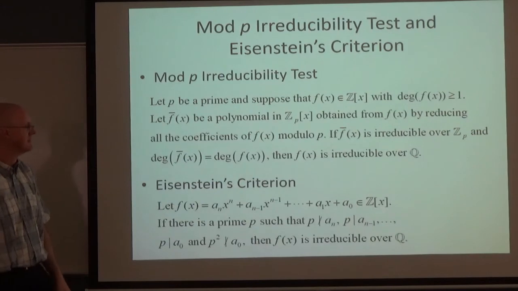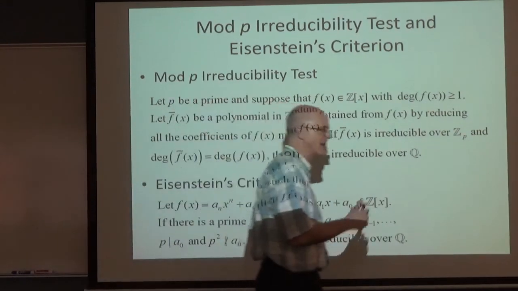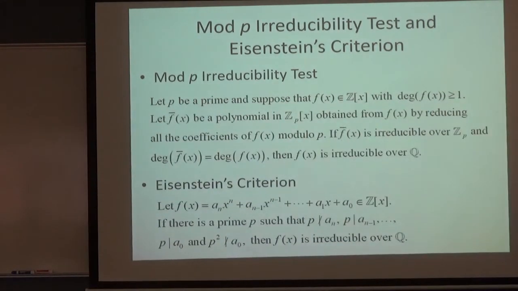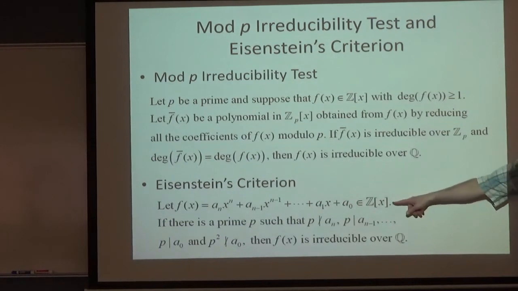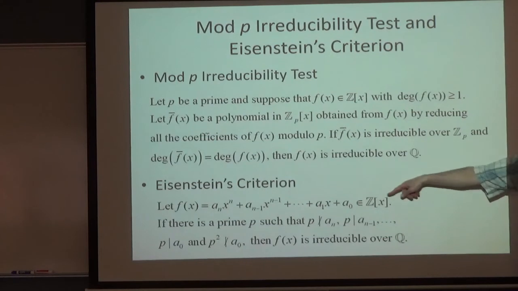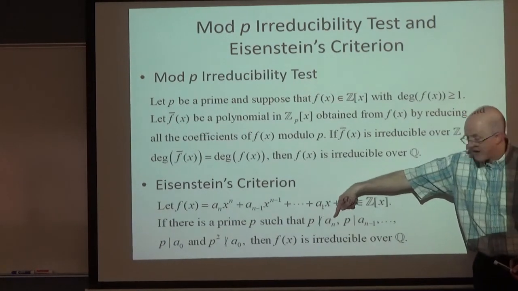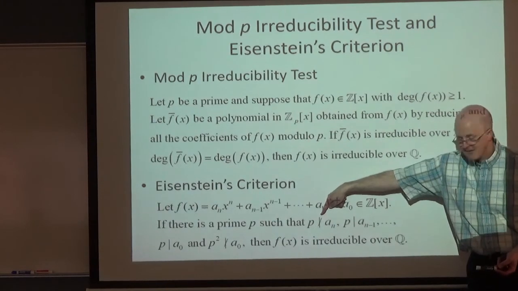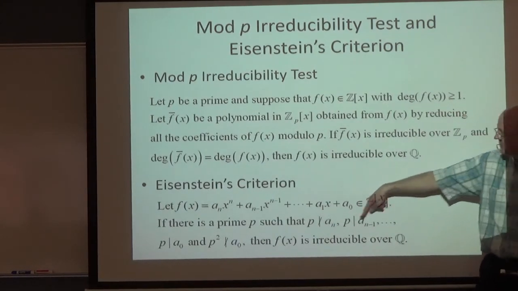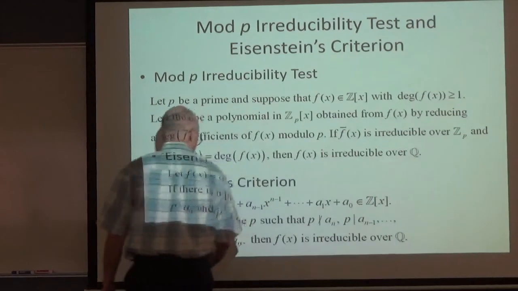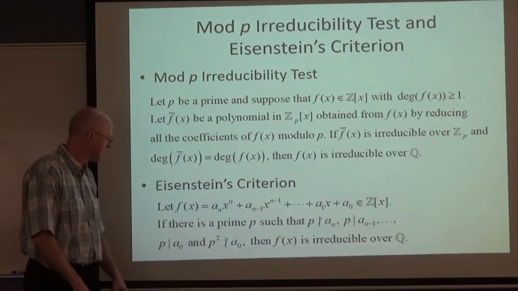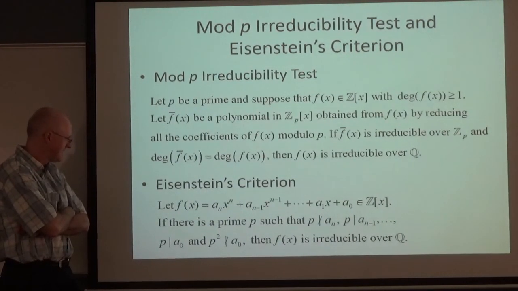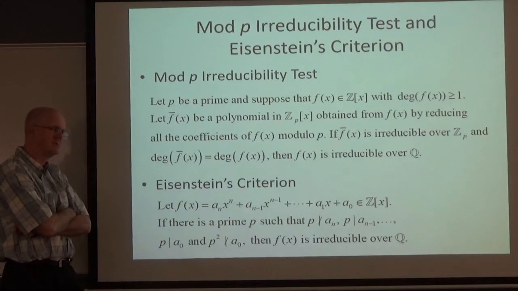What's Eisenstein's criterion? It says this. It's kind of an odd theorem. Suppose you got a polynomial with coefficients in Z, and suppose you can find a prime p with these properties. p does not divide the leading coefficient. That's a not divide there. But it does divide all the other coefficients. But p squared does not divide the constant term. Then f of x is irreducible over Q.